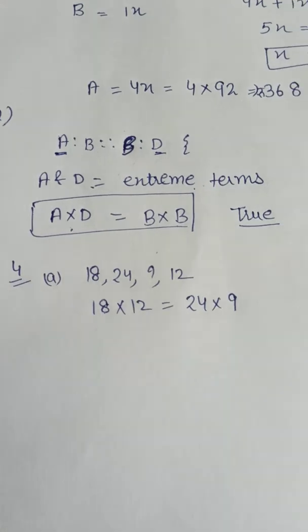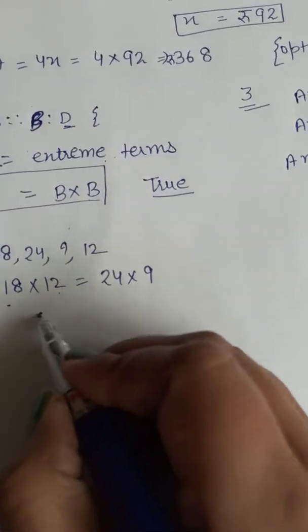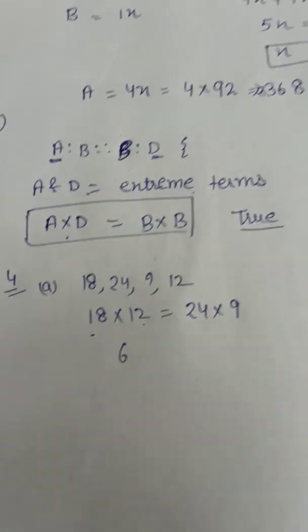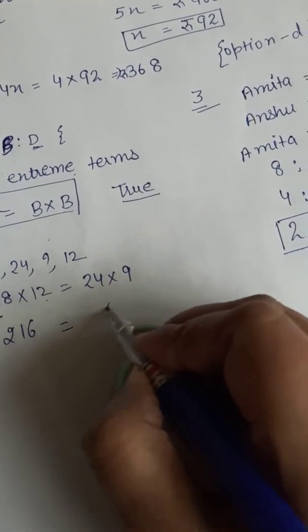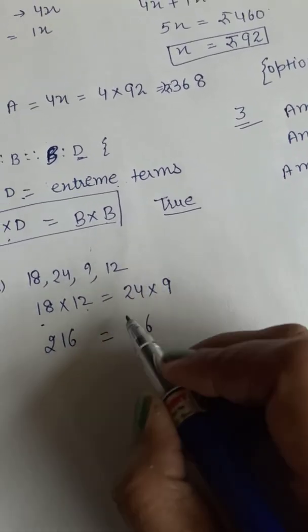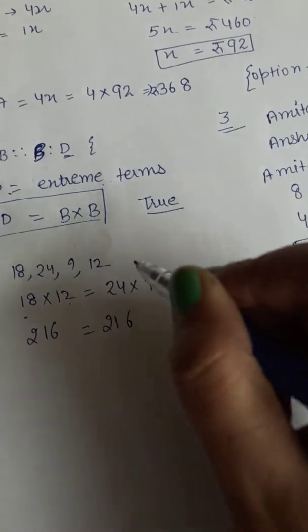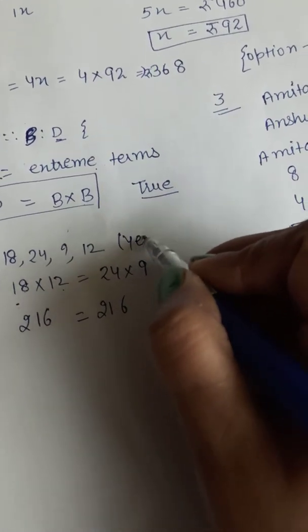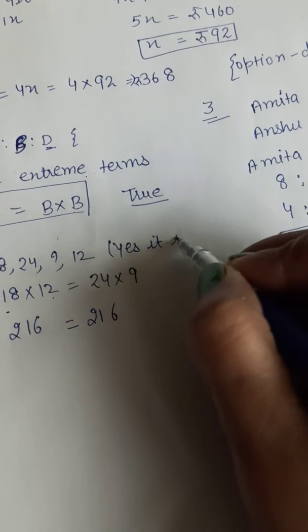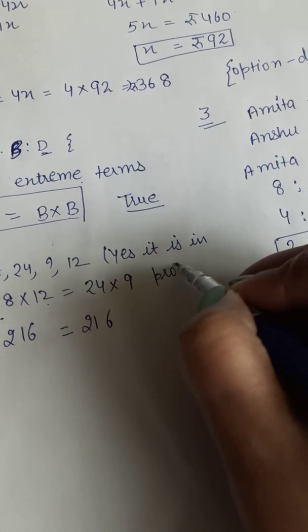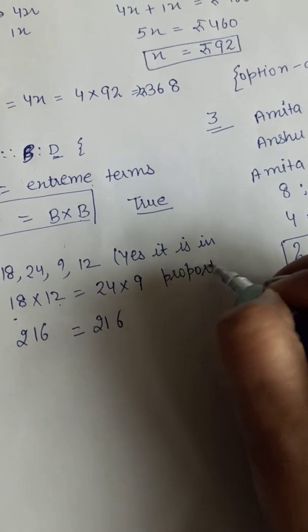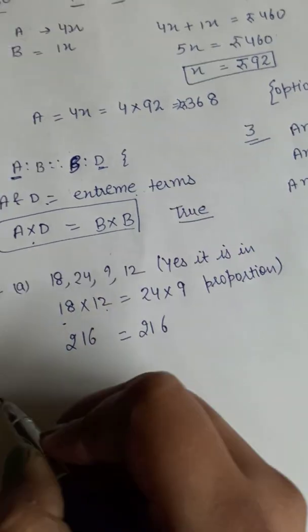So 6 3s are 18, it becomes 216 equals to 9 4s are 36, 3 9 2s are 18 and 3 216. So yes, it is in proportion. See, we will try with the second option also.